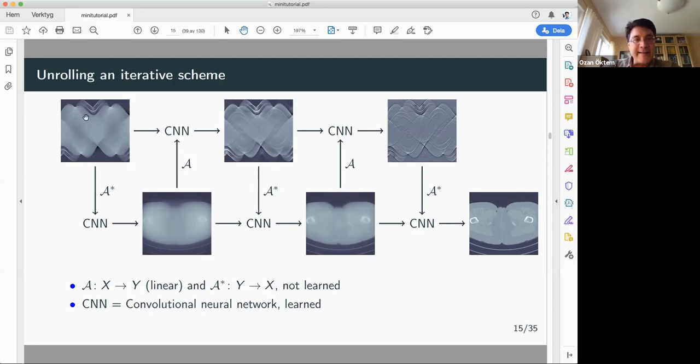While you're training this entire thing end to end, keep in mind that the A and A star that are encoding the physics and maybe the boundary conditions, all that information is embedded in A and A star. These are handcrafted, these are not learned. But these CNNs that are almost acting as denoisers in the data and reconstruction space, these are the things that you're training.